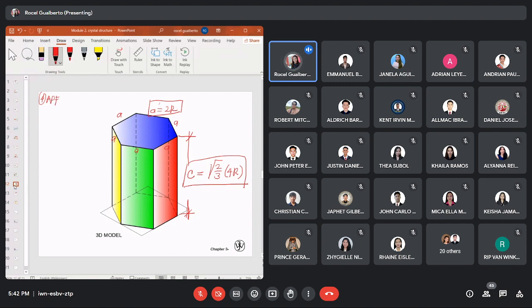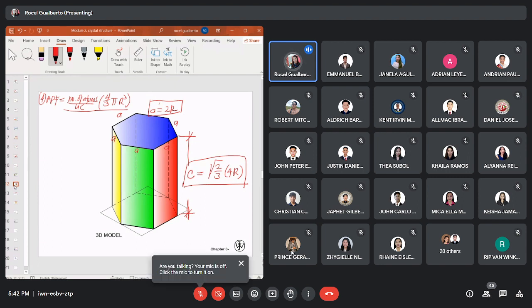Okay? Ano po ulit yung equation natin ng APF? Number of atoms, okay, per unit cell times yung volume ng kada isang atom. Kaya 4/3 pi R cube. Okay? So, yun pa rin po. Ang nag-iba lang po dyan, yung pong denominator natin. Yung denominator kasi is the volume of the unit cell.